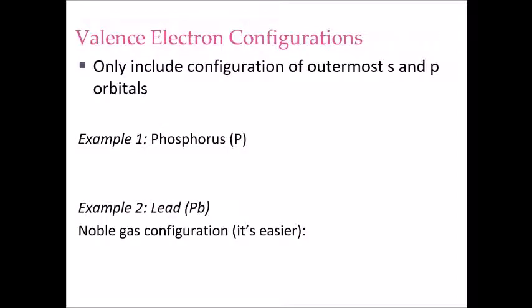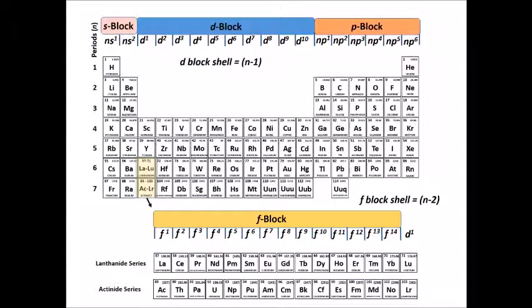Valence configurations. You have to be able to do those as well. Writing out the configurations for phosphorus and lead is more time consuming. So I would recommend, instead of doing that, look at your periodic table. We look at our periodic table and we're looking for valence configurations. We want the s's and the p's in the outermost. That's where we're looking.